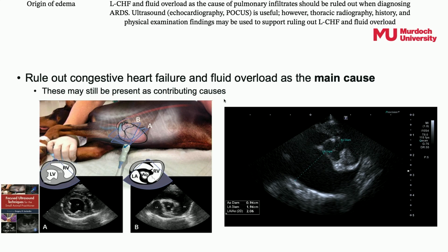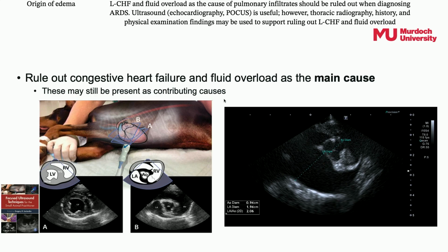Now, I do want to point out that you want to rule out congestive heart failure and fluid overload as the main causes of your signs. You're wanting to basically be pretty certain that it's not that your patient is just in heart failure or just fluid overloaded, and that's why their respiration is worsening and that's all there is to it. Some of these patients might have some cardiac disease. Some of these patients might be a little bit fluid overloaded when they develop ARDS, and those findings don't stop us from diagnosing ARDS. We just want to make sure that it's not entirely explained by heart failure or fluid overload.